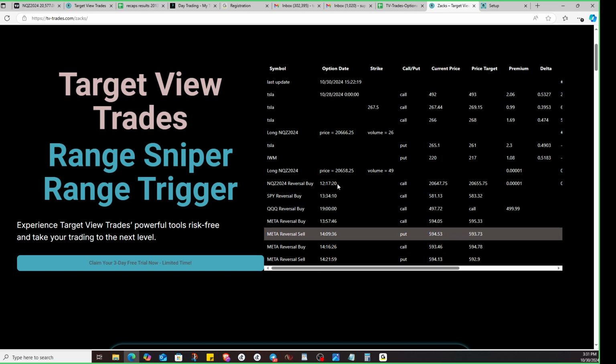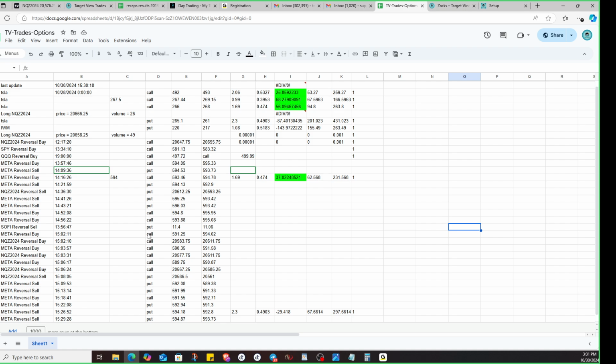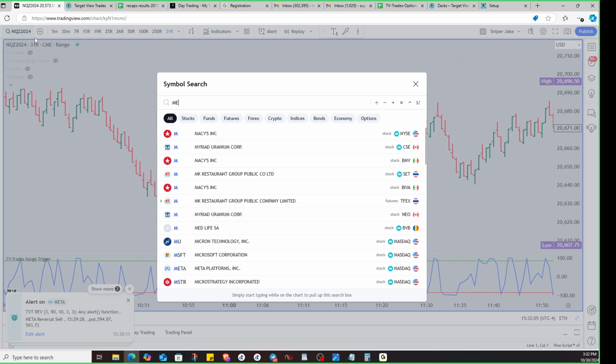I was going to do this last META one that we had. I think it was a META one at the bottom of the spreadsheet. It was this META one down here. So it said put right here, 594.18 with a target of 592.8. Now this was at 3:26. Now I don't know if it's already moved from that, so let's just look at META and see.